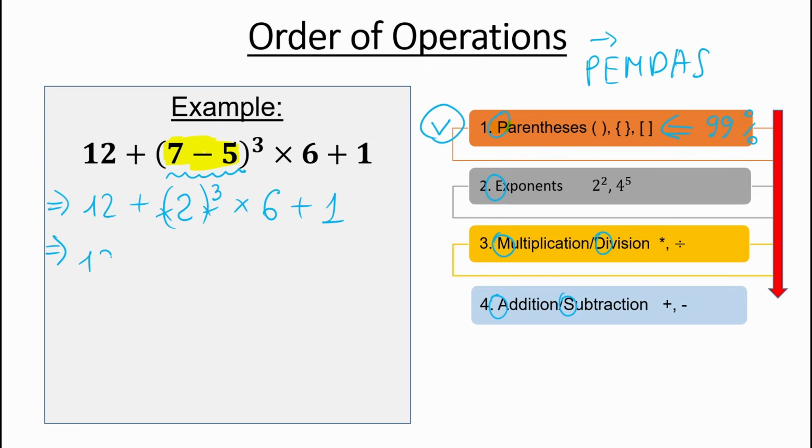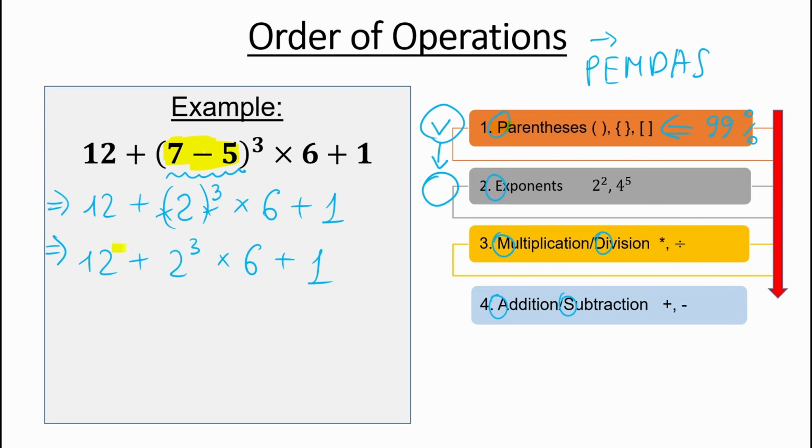So as a result, we have 12 plus 2 to the power 3 times 6 and plus 1. Here's our expression right now. So we complete this first step. After this first step, we go to the next step. The next step is exponents. What I mean by exponents is powers, like 2 to the power 2, 4 to the power 5. So we need to find powers.